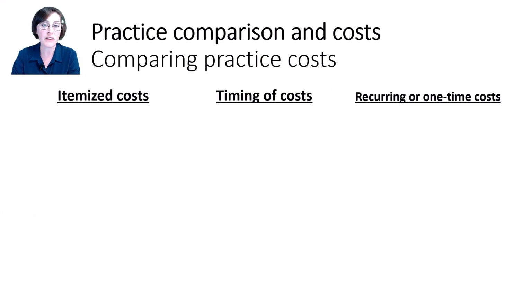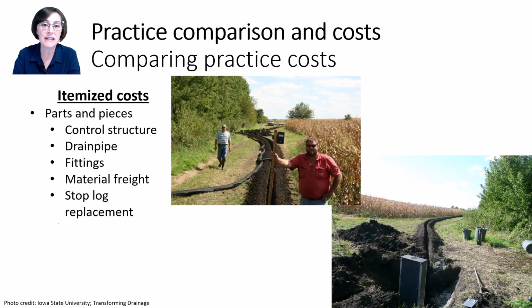To do this whole process, you have to know for your practices of interest, what are the itemized costs, when do those costs occur, and if those costs are recurring or one-time costs. Let's do an example for saturated buffers. Starting with the itemized cost, for example, you'll need parts and pieces, a control structure, drainage pipe, parts and fittings. There could also be material freight or shipping costs. Depending on how long your planning horizon is for your cost analysis, you'll need to replace the stop logs in the control structure maybe every 8 to 10 years.